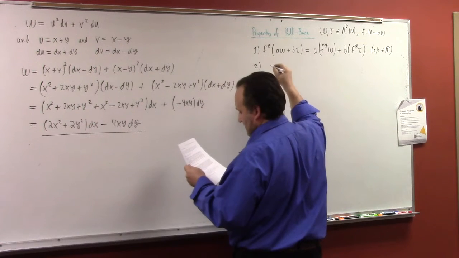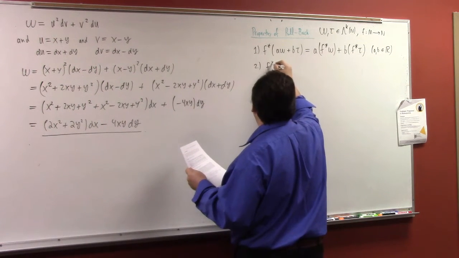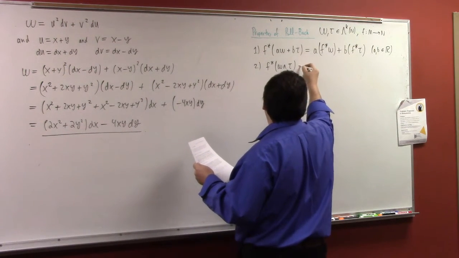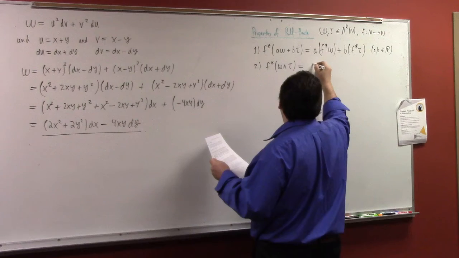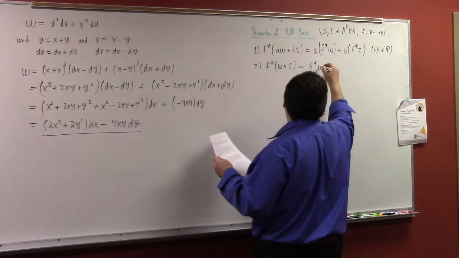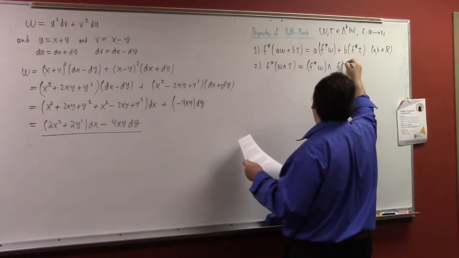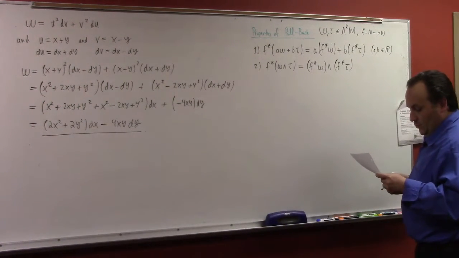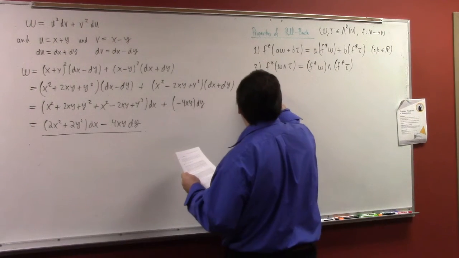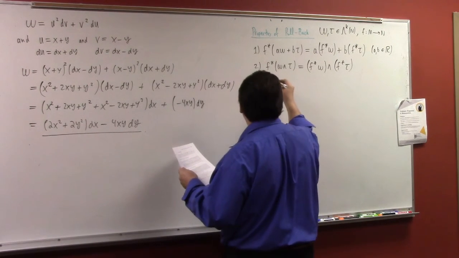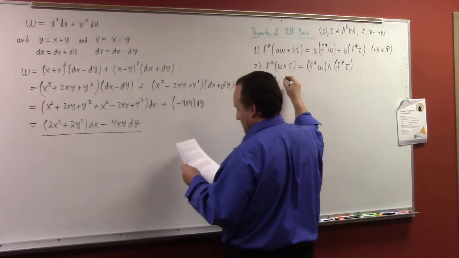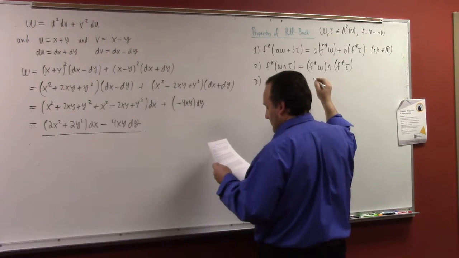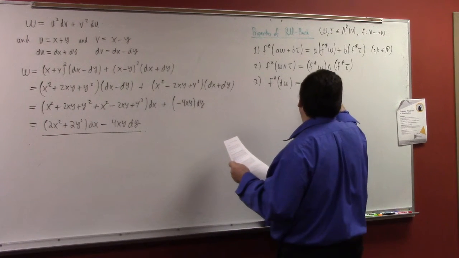Number two, the pullback of the wedge product is the wedge of the pullbacks. Number two. Ooh, look at this one. Number three, check this out. The pullback of the exterior derivative of omega is the exterior derivative of the pullback.